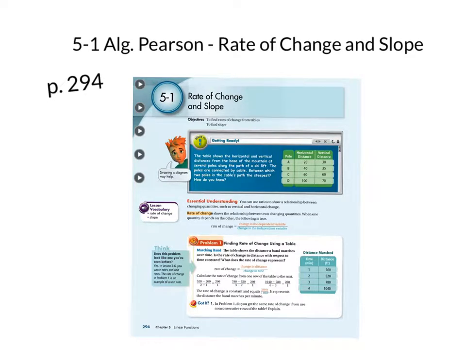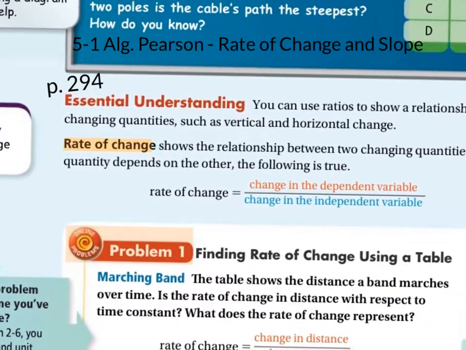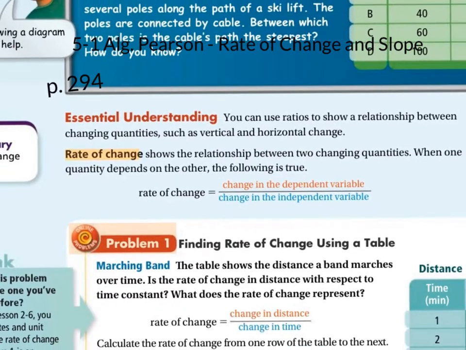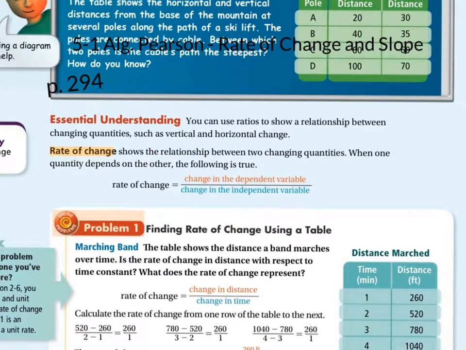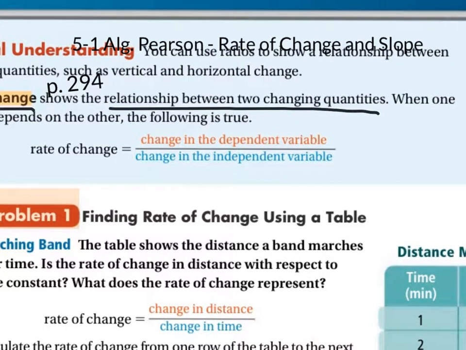Page 294, lesson 5.1 is on rate of change and slope. So we've talked about this before. Rate of change, it says, is a relationship between two changing quantities. And rate of change, they said it's the change in the dependent variable over the change in the independent variable. We talked about it last year like this.